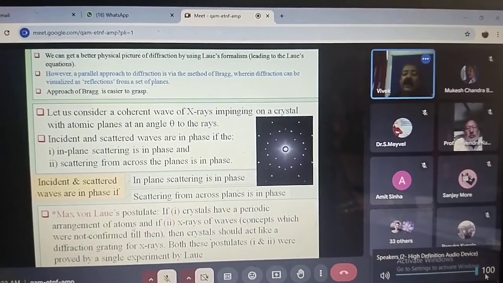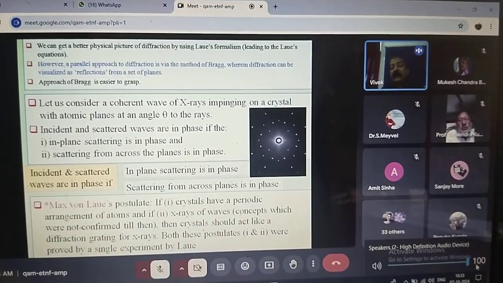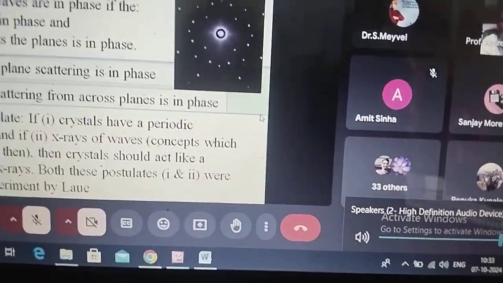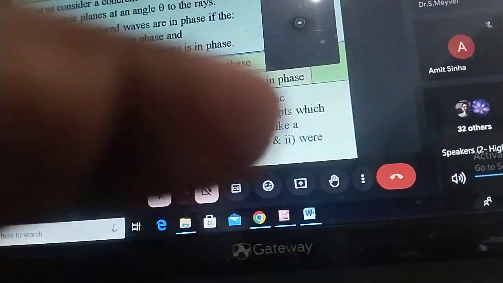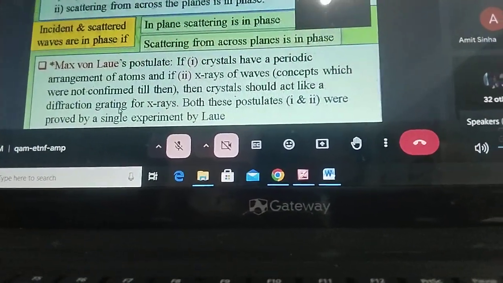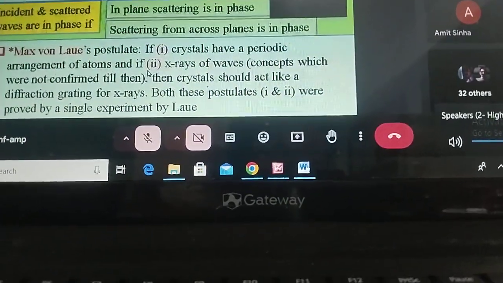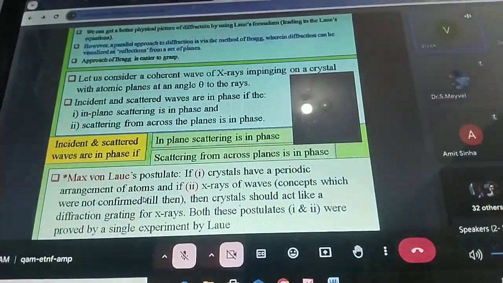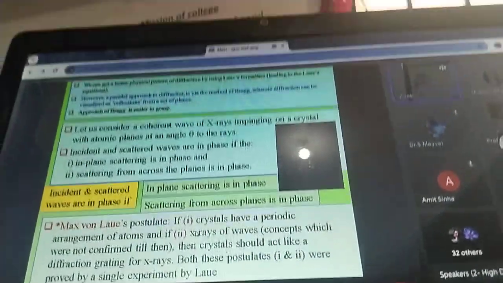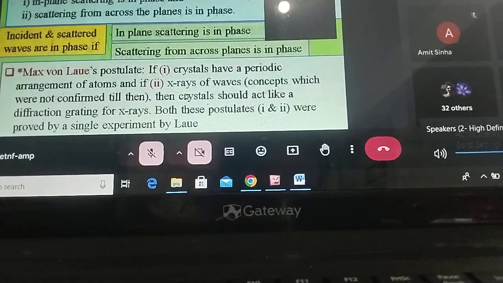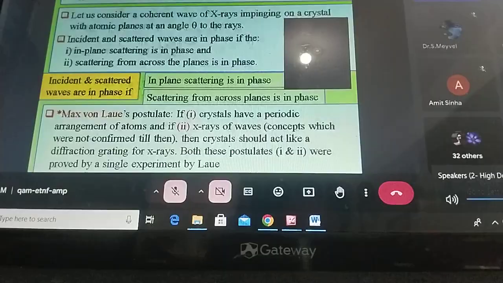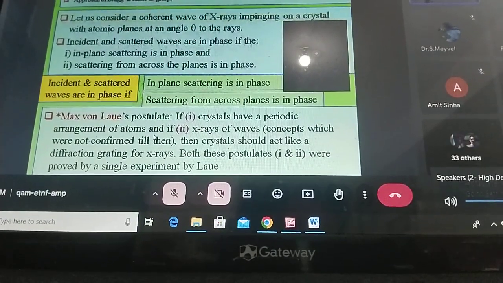What are these? Crystals have a periodic arrangement of atoms. If the crystal has a periodic arrangement of atoms, those were the two postulates Laue gave. The second was that X-rays are waves. At that time it was not known whether X-rays also have a wave character. He gave concepts which were not confirmed till then. In 1912 it was not confirmed whether X-rays act as waves or as particles. So the crystal should act like a diffraction grating for X-rays.